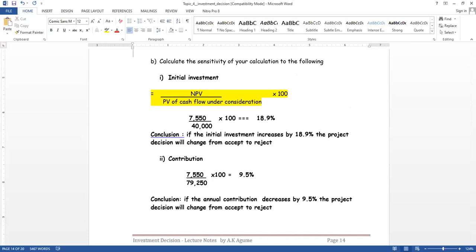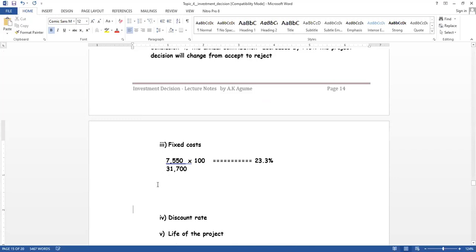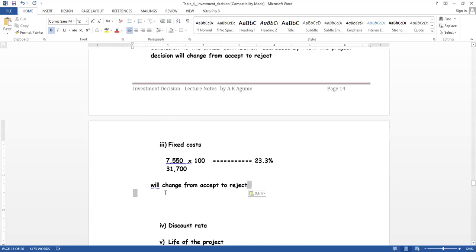Because now I can see from what I've computed out of these 3 parameters, contribution is more sensitive. A small change will change your decision, followed by initial investment. So this is 23 point. So what would be the conclusion?